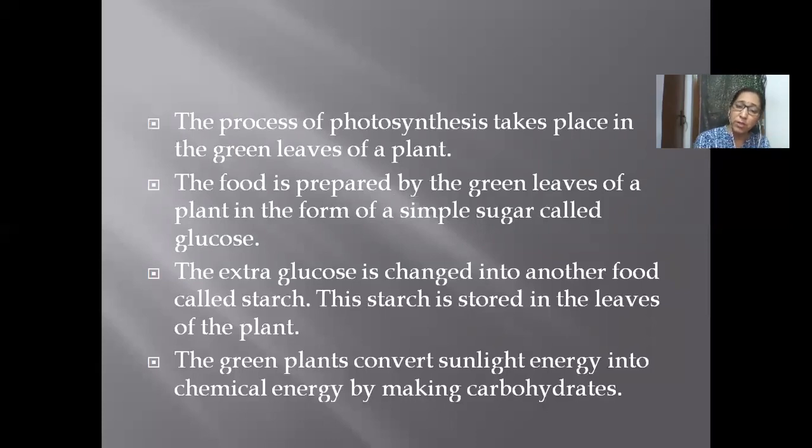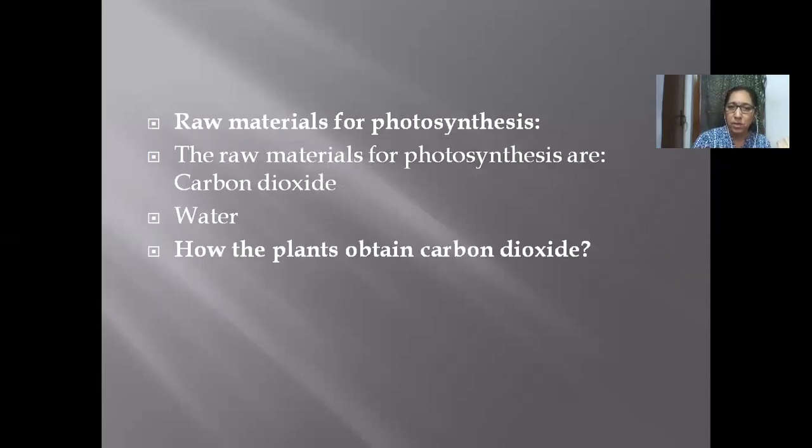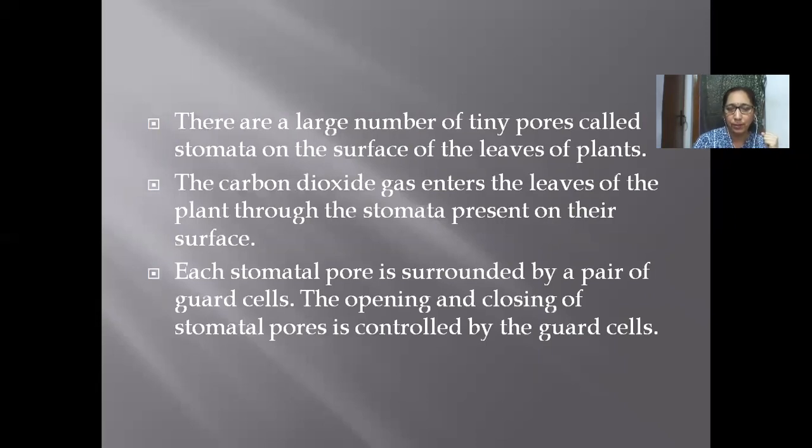Here, the sunlight energy is converted into chemical energy. What is prepared? The carbohydrates. So the conditions required for photosynthesis are sunlight, chlorophyll, carbon dioxide, and water. Then how do the plants obtain carbon dioxide?